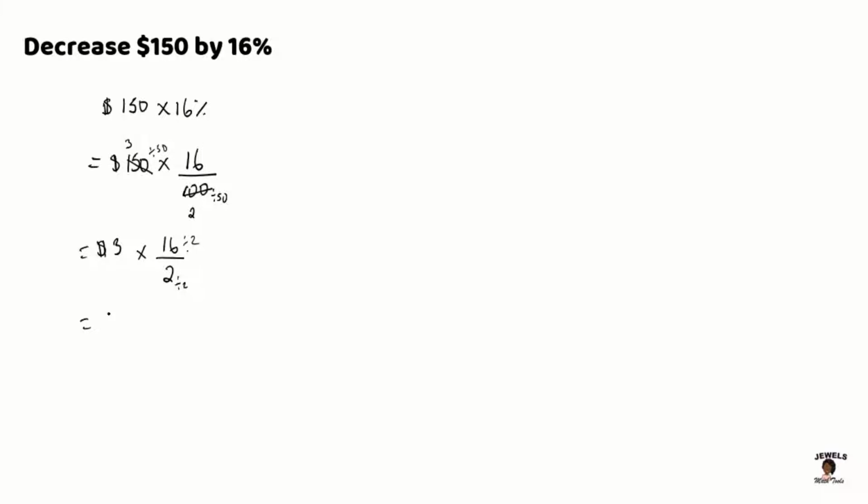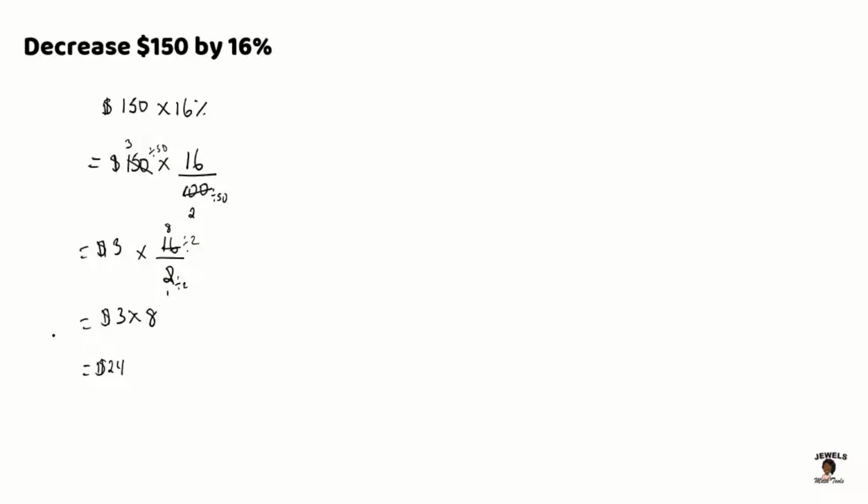So we're going to return our $3, which will be multiplied to 2 divided into 2 will leave us with 1, and 16 divided by 2 will leave us with 8. So when 3 is multiplied to 8, we're going to get $24. And once we've calculated this $24, remember that decrease means that the price has gotten less.